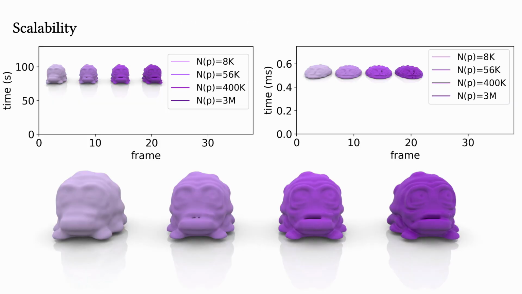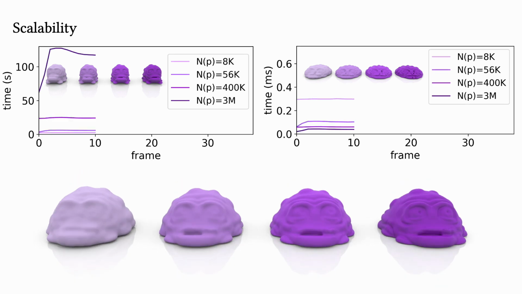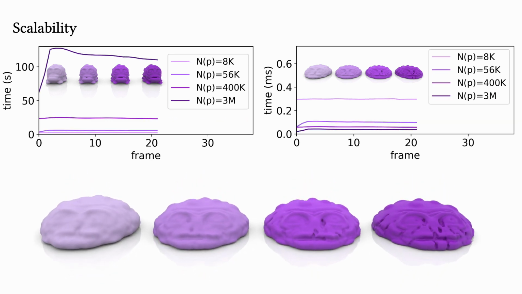We simulate viscoplastic monsters falling to the ground using varying numbers of particles, showing consistent behaviors. The running overhead of our algorithm decreases significantly as the number of particles increases, showing strong superlinear scalability. Now, let's take a look at our demos.